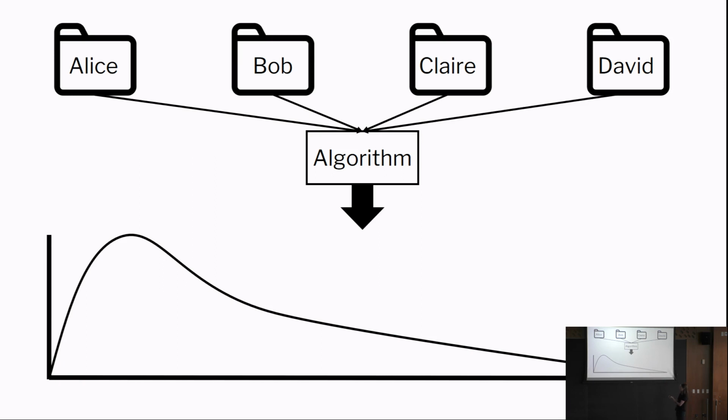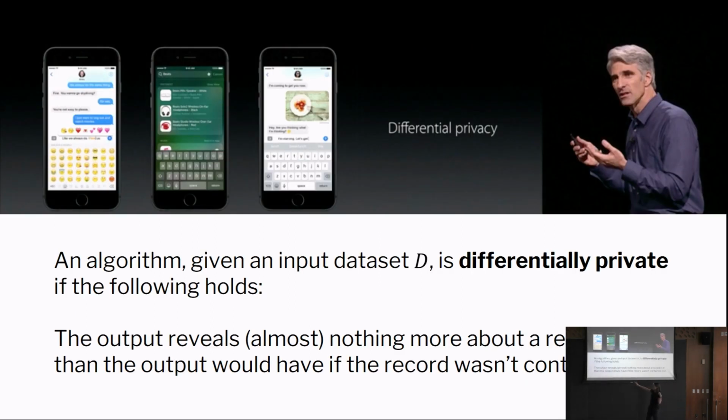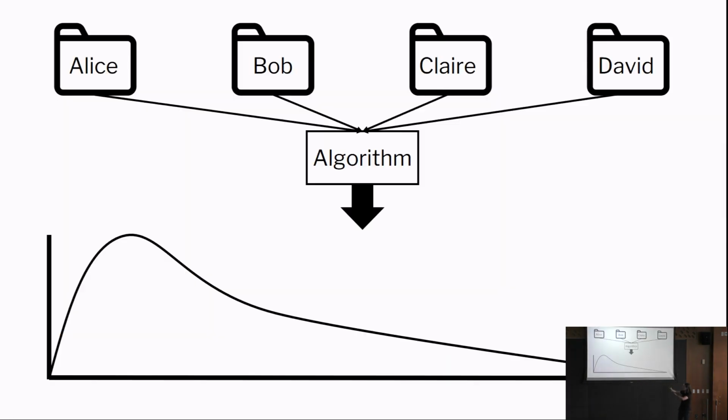And so what did I say differential privacy is? An algorithm is differentially private if the output reveals almost nothing more about a record in D than the output would have if that record wasn't in D. So that means, let's say I remove Claire's record. This algorithm should reveal nothing more or less about Claire than it did before I removed her record. So again, after I've removed her record, I feed the database to the algorithm, which returns an output according to a distribution. And differential privacy means that these distributions over outputs should be close. So that's in a picture what differential privacy means.